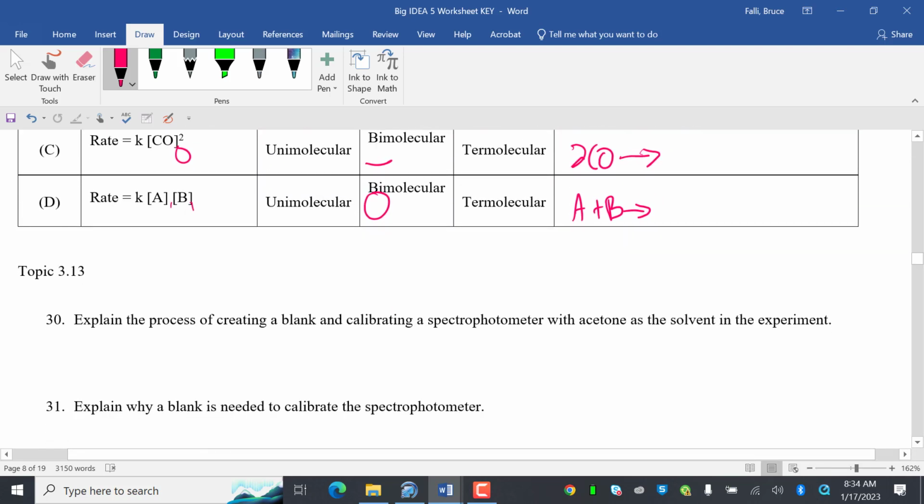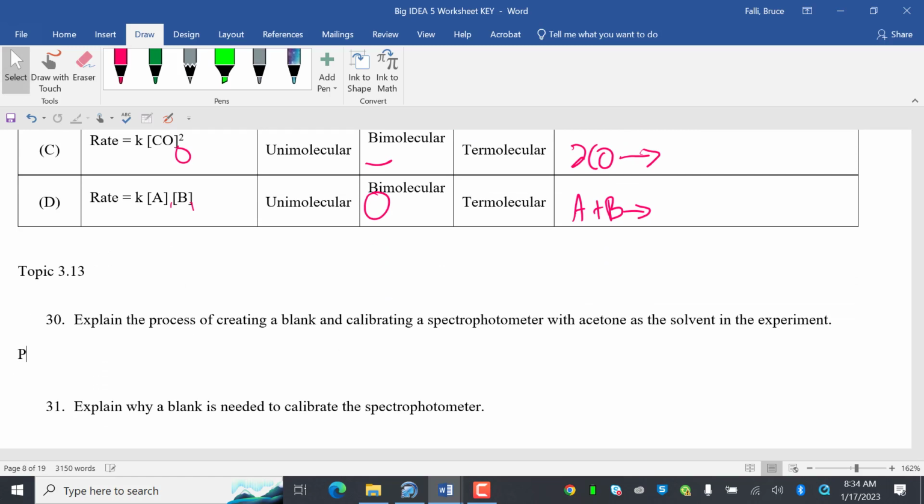Explain the process of creating a blank. Calibrating spectrophotometer. Put distilled water into a, what is it called? Clean test tube. And measure absorbance. Explain why a blank is needed to calibrate a spectrophotometer. Subtract the effect of water's absorbance.